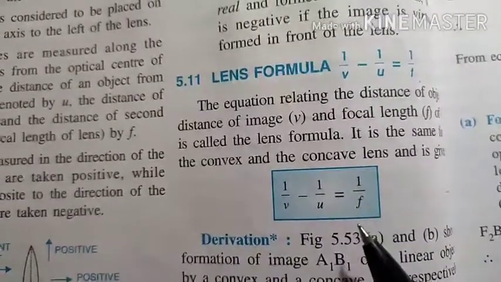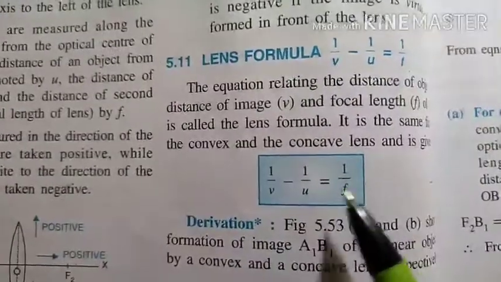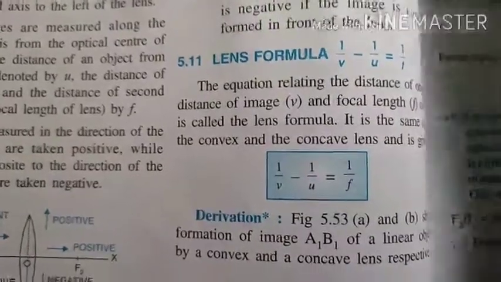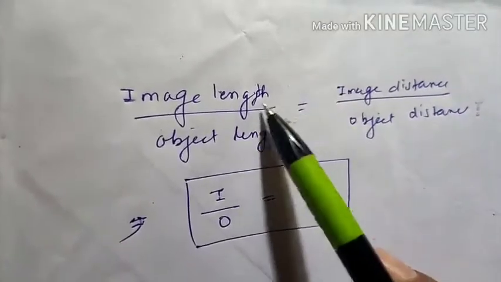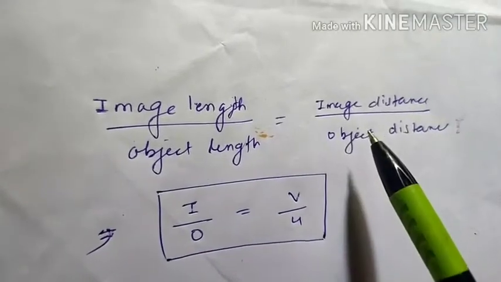So the derivation of this formula is not required. Both for convex and concave lens, this is the only formula, but derivation is not required, it's not there in the syllabus. So using this formula we'll solve the sums. And along with this you have to remember one more formula. Okay, that is image length by object length is equal to image distance by object distance.